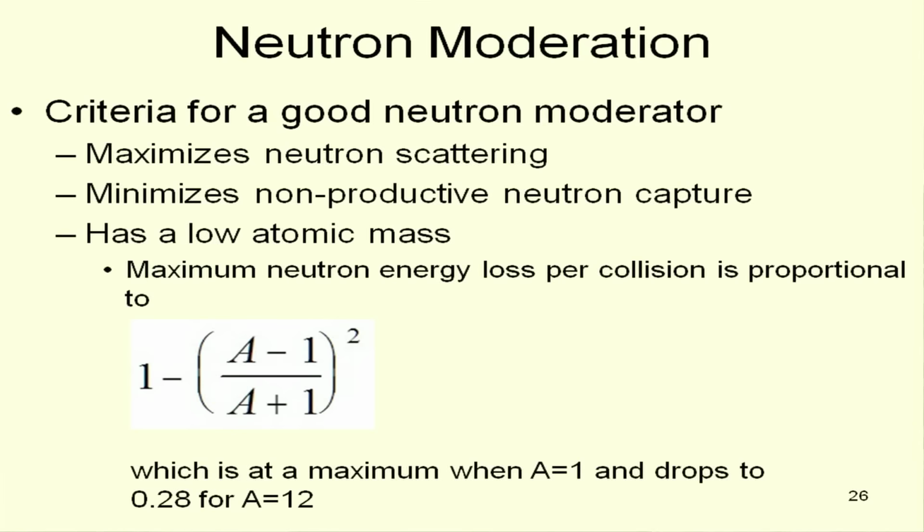The maximum neutron energy loss per collision is proportional to this little term I've written up here, which is at a maximum when the atomic number is 1, which is hydrogen, where that term is 1, and then it drops to 0.28 for 12, which is carbon. And that pretty much spans between those two elements. You see all the moderators that have been considered.